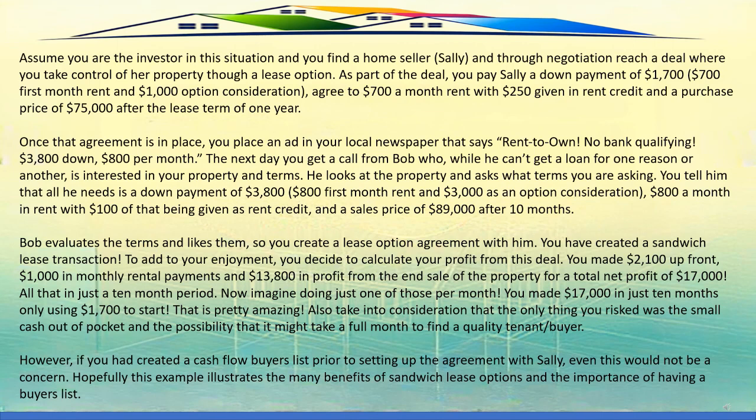You made $2,100 up front, $1,000 in monthly rental payments and $13,800 in profit from the end sale of the property for a total net profit of $17,000. All that in just a 10-month period. Now imagine doing just one of those per month. You made $17,000 in just 10 months only using $1,700 to start.